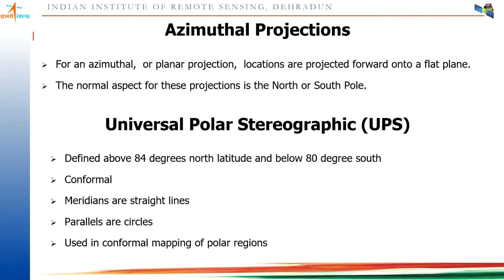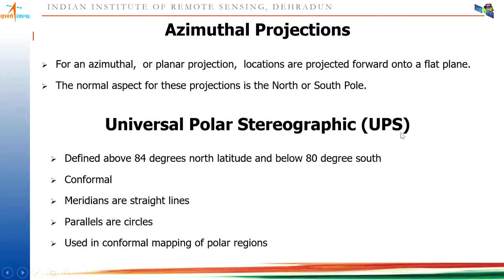We have azimuthal projections. For an azimuthal or planar projection, locations are projected forward onto a flat plane. The normal aspect for this projection is the north or south plane. Basically, we use this for the polar regions, because the flat plane is at the north and south. We use this type of plane projection there.